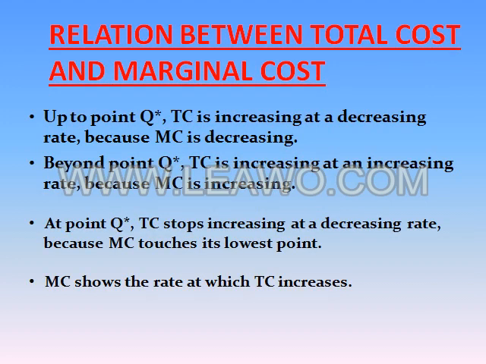Relation between total cost and marginal cost. Up to point Q, TC is increasing at a decreasing rate because MC is decreasing. Beyond point Q, TC is increasing at an increasing rate because MC is increasing. At point Q, TC stops increasing at a decreasing rate because MC touches its lowest point. MC shows the rate at which TC increases.